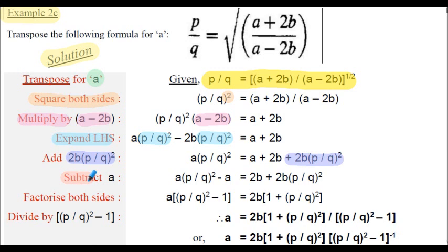I subtract A from both sides of the equation. I now factorise both sides of the equation, left-hand side a factor on A, right-hand side a factor on 2B, and finally I divide by the square bracket shown here. That shows me the rearrangement for variable A, and again I've just shown a slightly different format on the last line using the reciprocal index.